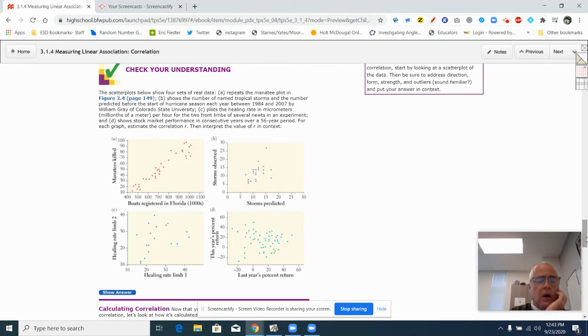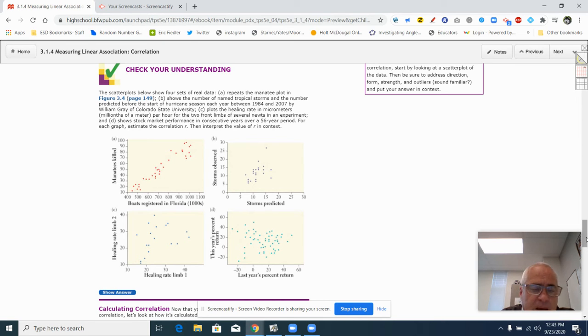Here's an example of 4 pictures right here, and right underneath, the check for understanding describes what these scatter plots represent. Here's what you could be expected to do: estimate the correlation, and then interpret the value of R in context. Okay, so take a look at those 4 pictures. I'm going to pause for just a little bit, and then I want to show you answers.